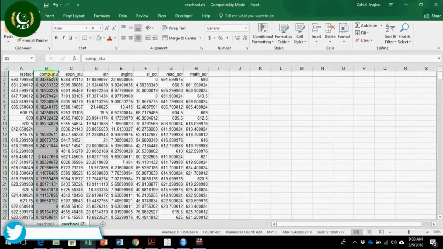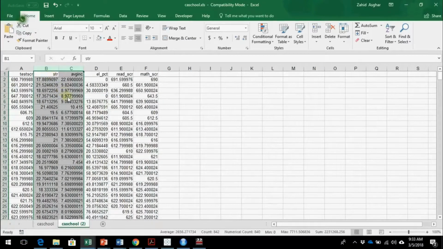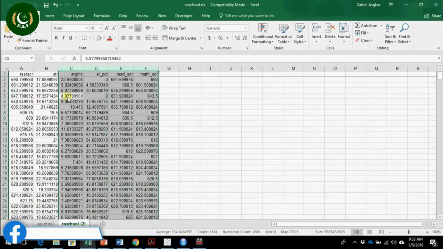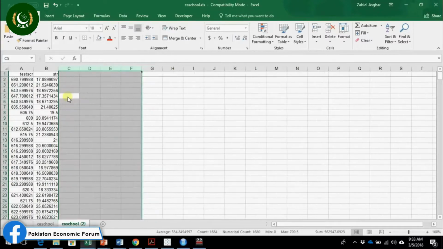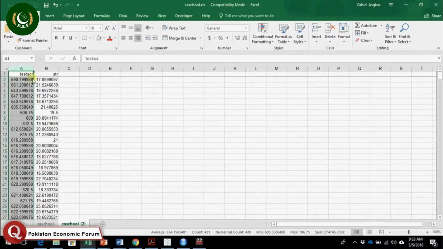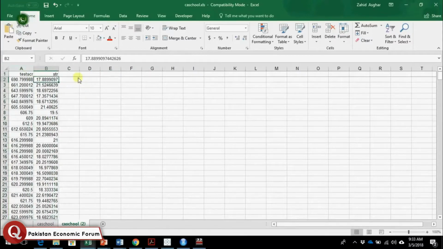We have another variable here, computer per student, expenditure per student, that is no more required. Average income, English percentage learners, reading score, math score, we shall use these in our next lectures, but not at the moment. So we have test score and student teacher ratio, only two variables.